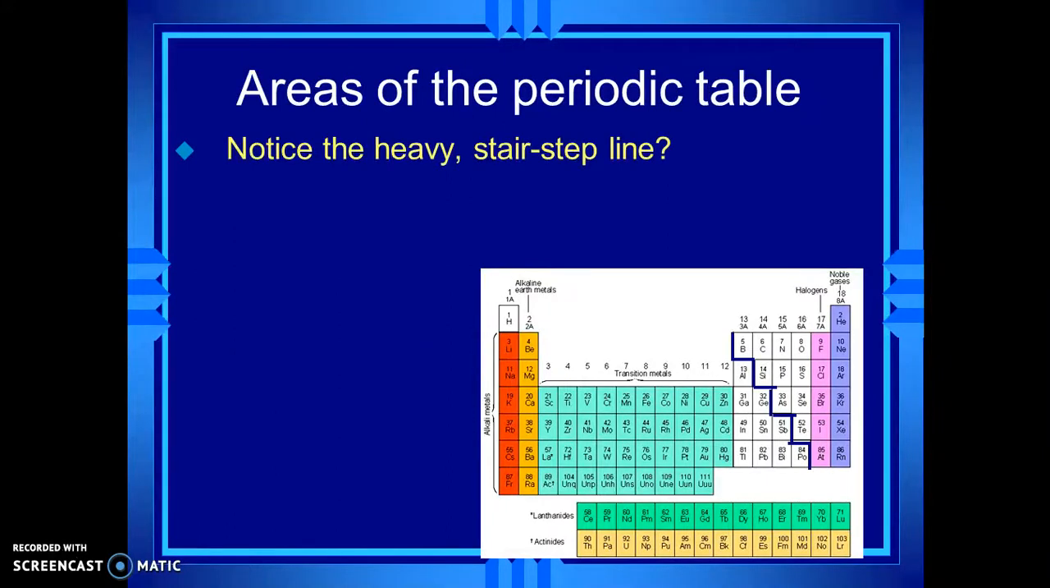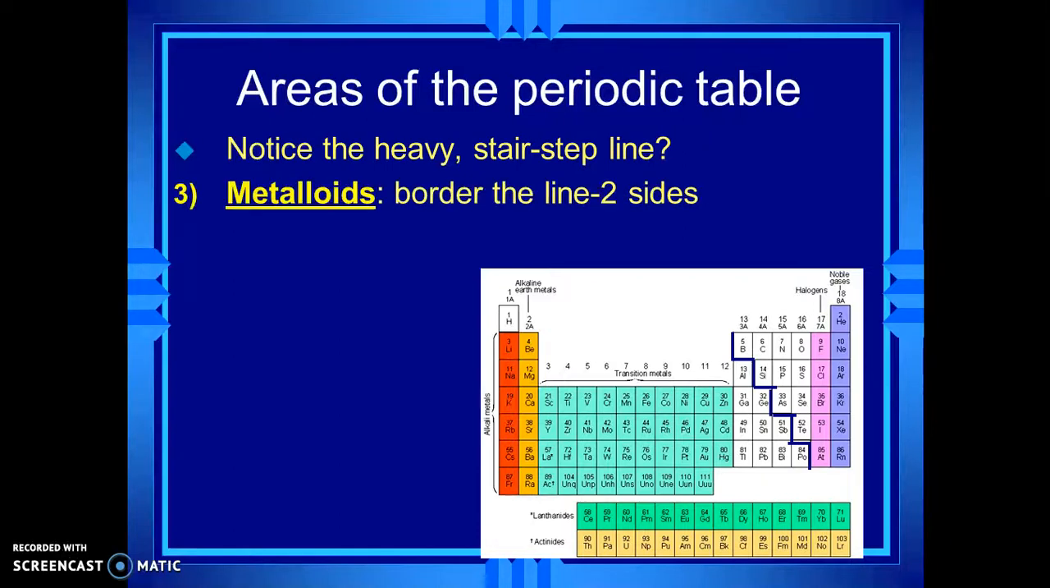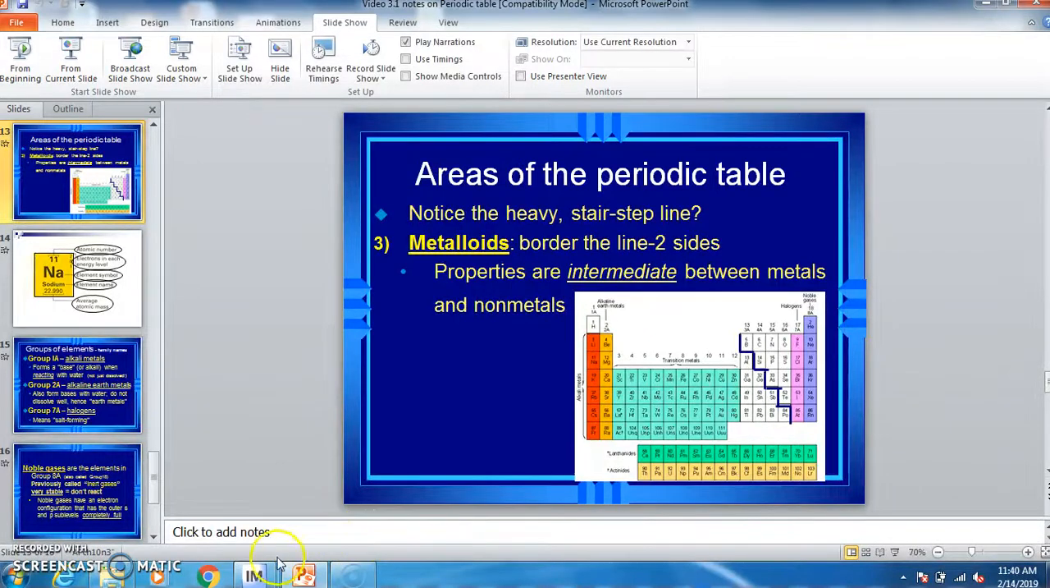So let's go ahead and look at the periodic table that you have in your reference packet, so we can look at where those metals, nonmetals, and metalloids are. So let's get out of this and go over to the Elmo real quick.